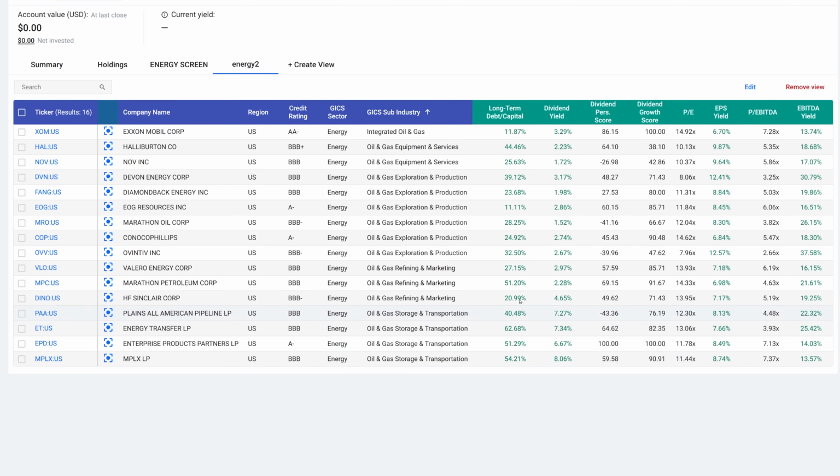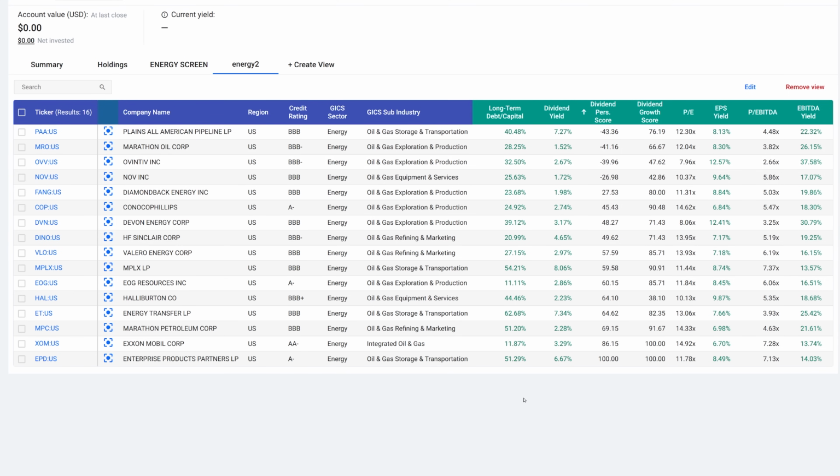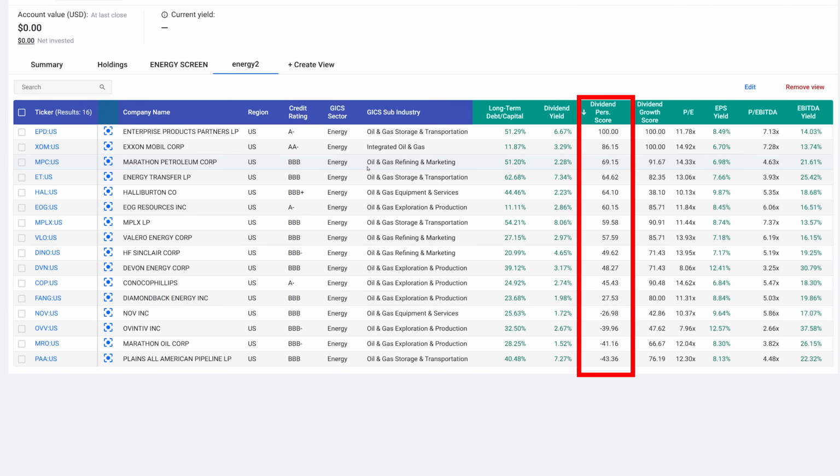So there's a lot been happening in the oil and gas or energy sector. And then I've got my dividend growth score, and I've got my PEs and my earnings yield. So I can evaluate these. Right here, I can look at some of these stocks. Some don't have a great energy persistency score, but some of them, like Enterprise Products, have almost a perfect score.